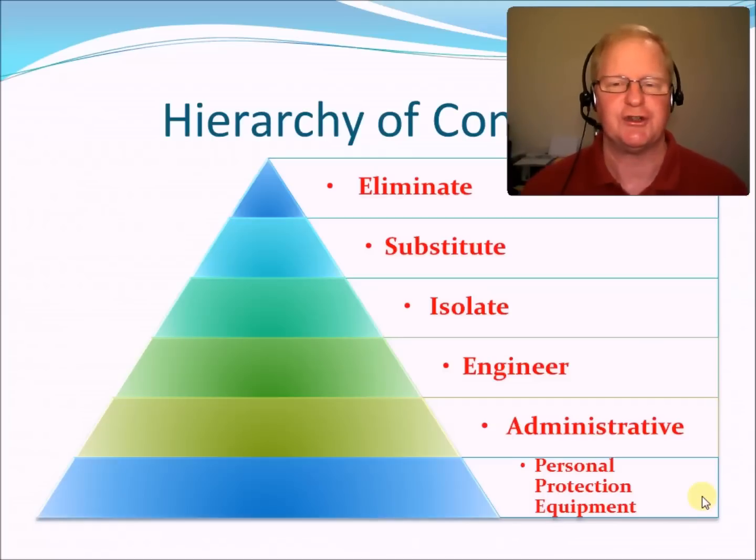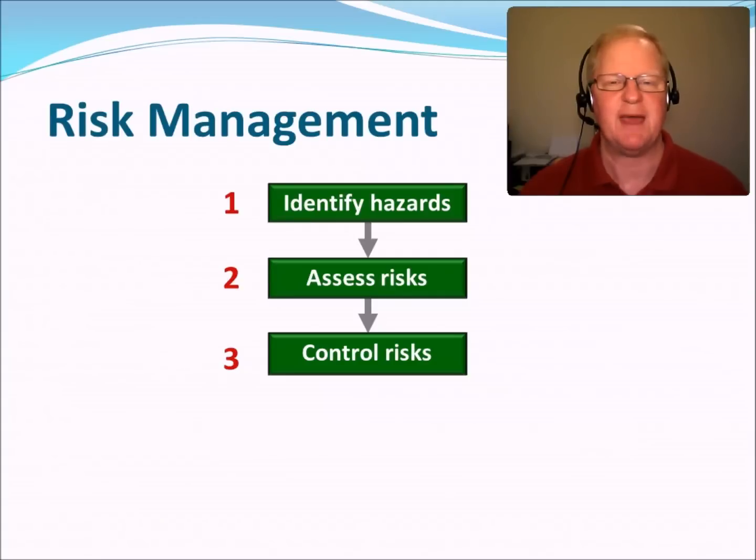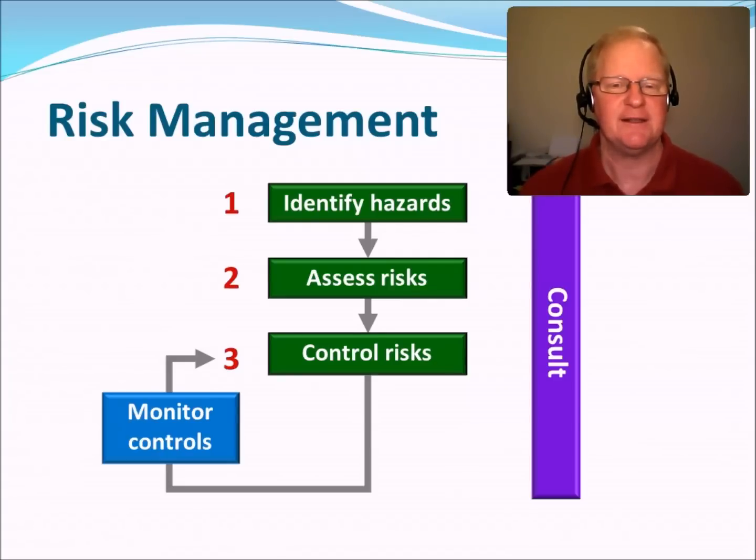So again, the steps in the risk management process are: identify the hazard, assess the risk, and control the risks through the hierarchy of controls, choosing what control would be best to manage that risk. Then, ongoing, we have the process of monitoring those controls, making sure that the action plans we put in place to control the risks are followed up, and that they remain in place and are the best effective way to control that risk.